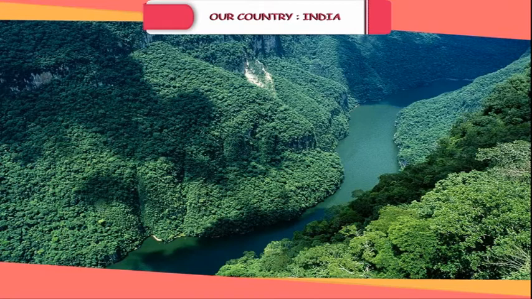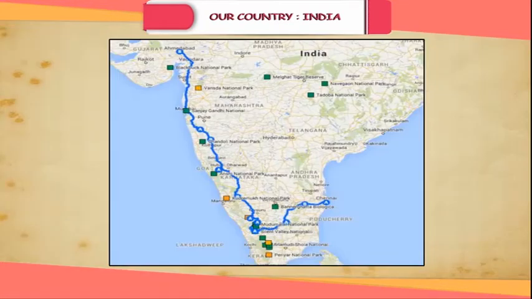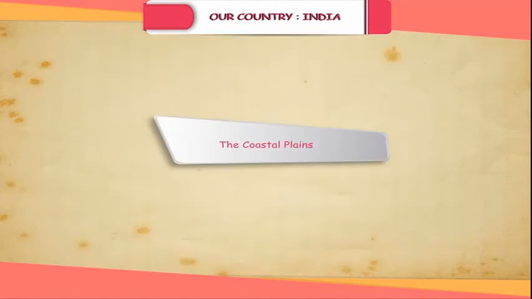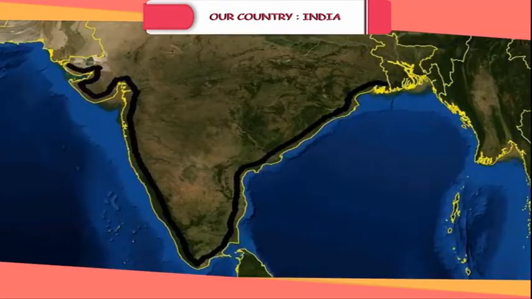The height of the hill ranges decreases from south to north. The plateau as a whole gently slopes west to east. The Nilgiris are the meeting point of the Western and Eastern Ghats. Lakshadweep Islands. The Coastal Plains. The Peninsula Plateau is surrounded by the coastal plains on the west and east.